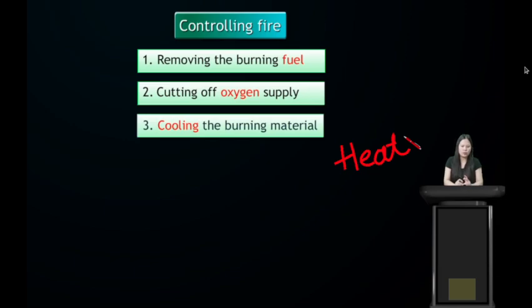The next we have seen is when a person is on fire. When the person is on fire, we can control the fire by wrapping the person in a blanket. And here the purpose of the blanket is to cut off oxygen supply.